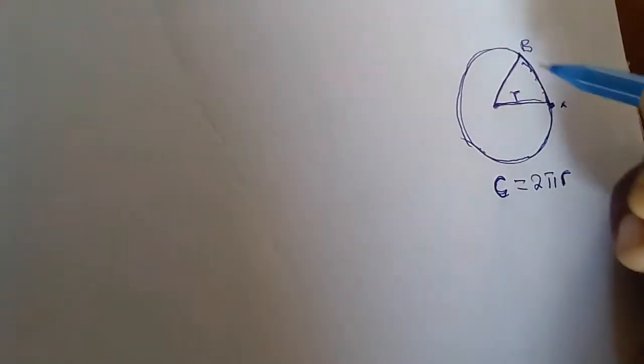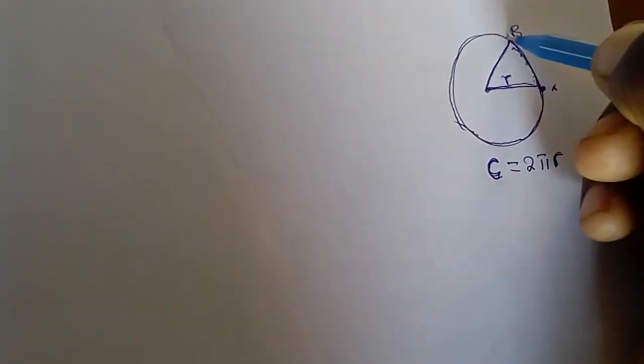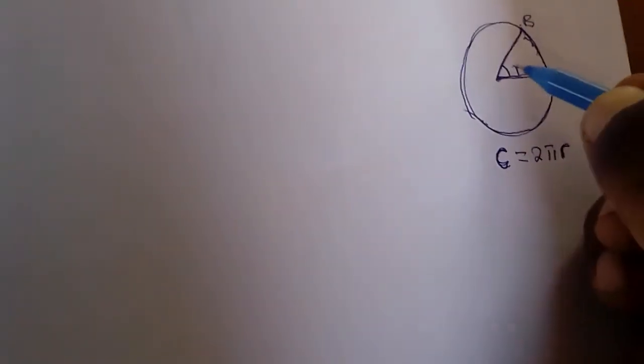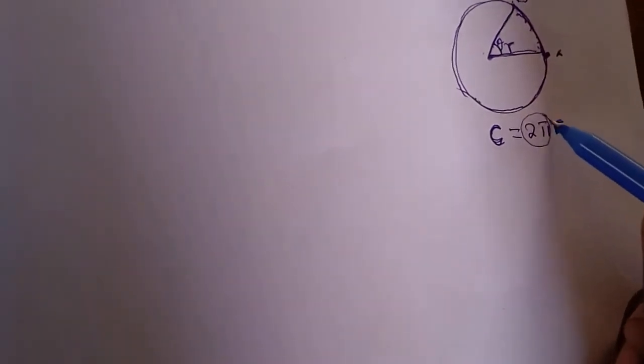So if it moved from point A to B and you want to find out how much of this space it has covered, you will need to know the angle that has been subtended, the angle here, which is theta. You have to know theta so that you'll be able to find this distance, because for you to find the circumference, you need the angle. In this case, we have 2 pi. 2 pi is the angle, the angular distance, the total angle of any circle.